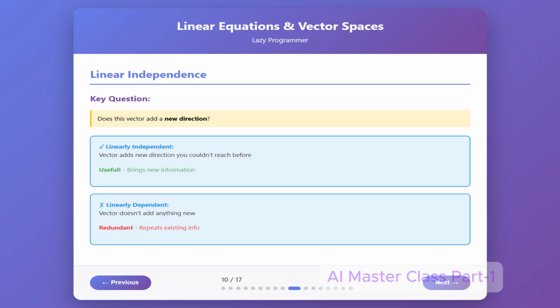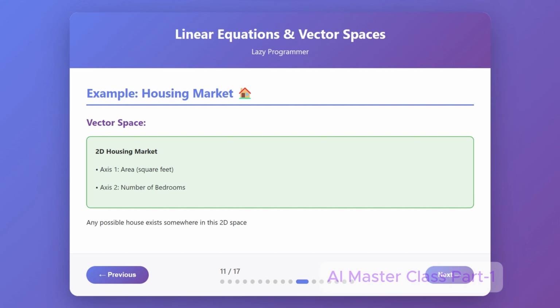This connects directly to the machine learning models. The features that you will be providing define the space your model can work in. Now let us understand both space and span with a very simple example. Imagine your vector space is the entire housing market in the world.